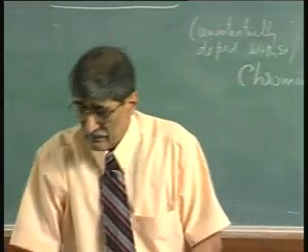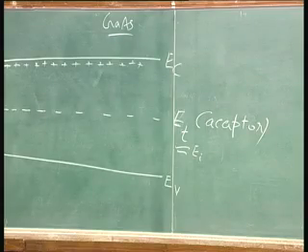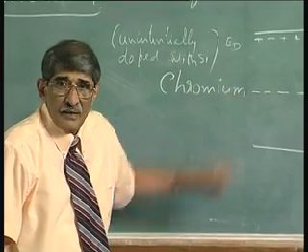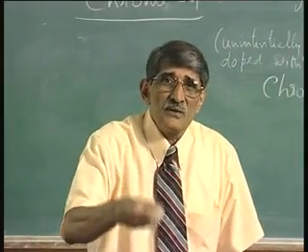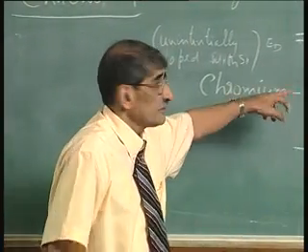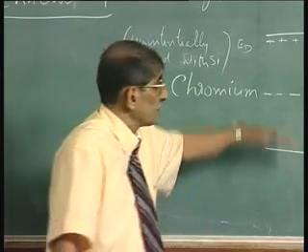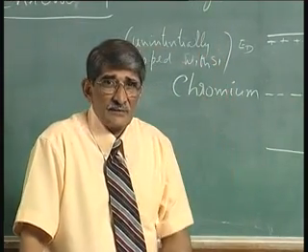In fact, you will see in the next slide, that chromium behaves like a single acceptor trap level with E T at E C minus 0.714 electron volts, which is exactly at the mid gap of E G. The key thing is, you have introduced an acceptor at the mid gap of the forbidden gap. So, now as we go on adding chromium concentration from 10, 100, 1000, etc., you keep on increasing, what happens? Nothing will happen until you go to about 10 to the 13 or something like that.